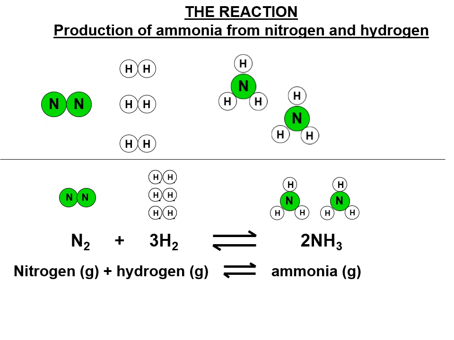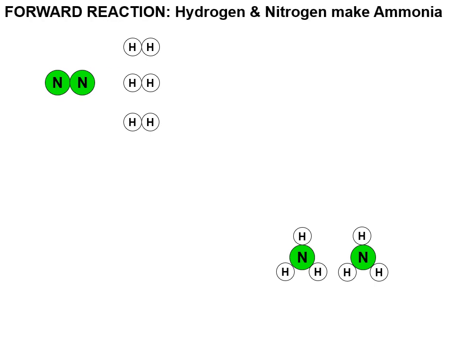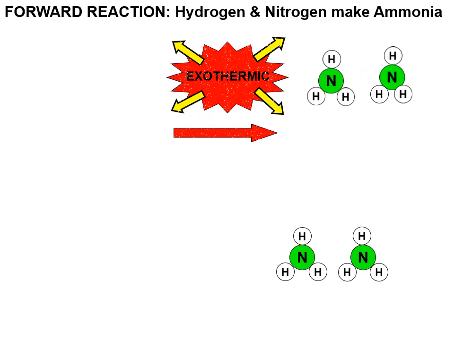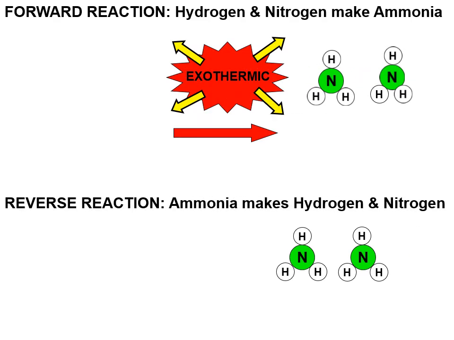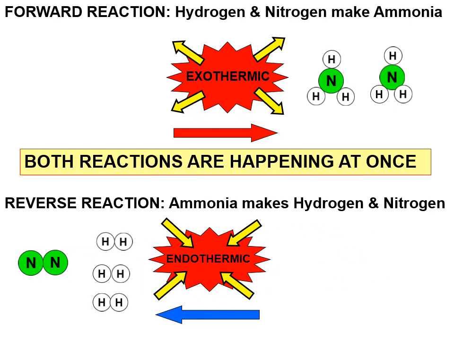So if it's dynamic equilibrium, the rate of reaction going forwards is equal to the rate of reaction going backwards. Forward reaction: hydrogen and nitrogen make ammonia. It is exothermic. The reverse reaction, ammonia makes hydrogen and nitrogen, is endothermic. Both reactions are happening at once.